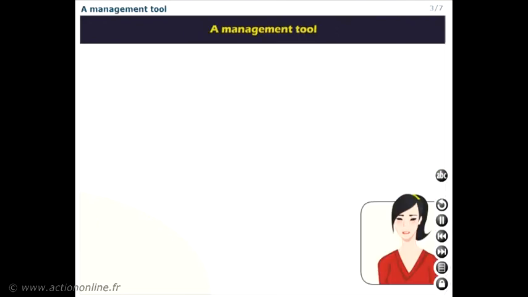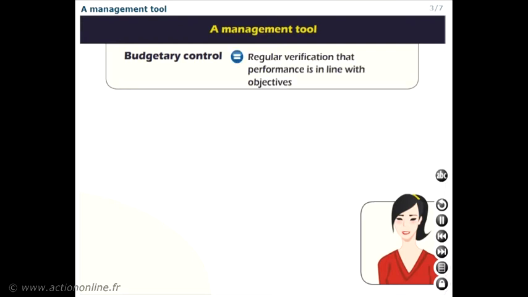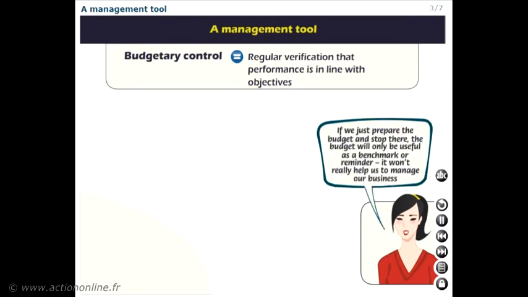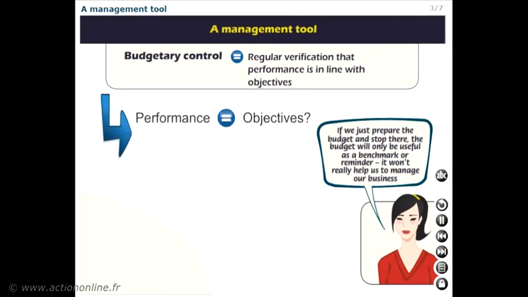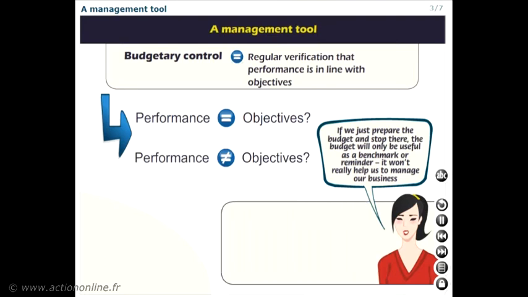The budgetary control phase is a real management tool in the overall budget management process. We can use the budget to define our objectives and the resources needed to achieve these objectives. But if we just prepare the budget and stop there, the budget will only be useful during the year as a benchmark or reminder. It won't really help us to manage our business. Budgetary control actually involves regularly checking where we are compared to budget and whether we are on track compared to the objectives defined in the budget.